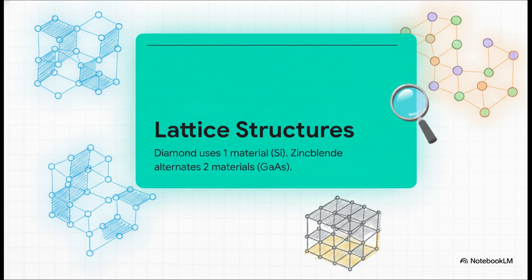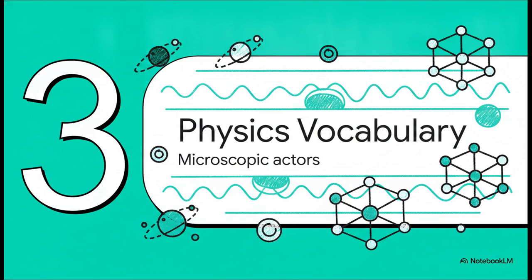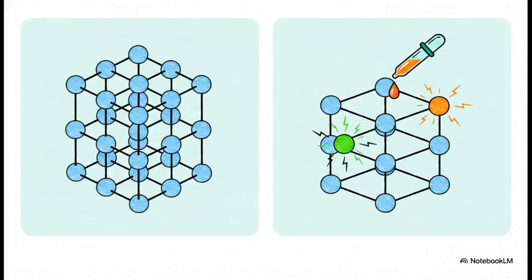Moving right along to Section 3, Physics Vocabulary. Let's define our macroscopic actors. Okay, this is where human engineering really steps in. An intrinsic semiconductor is purely native material, like a pristine silicon crystal. It's unmodified and, frankly, on its own, not actually all that useful because it doesn't conduct very well. But an extrinsic semiconductor, that's where we've deliberately introduced impurities to take total control of its electrical properties. It is a real game changer.